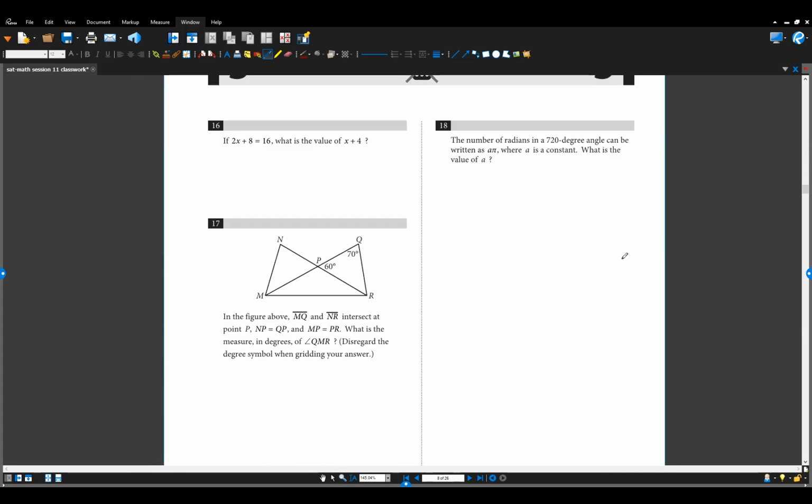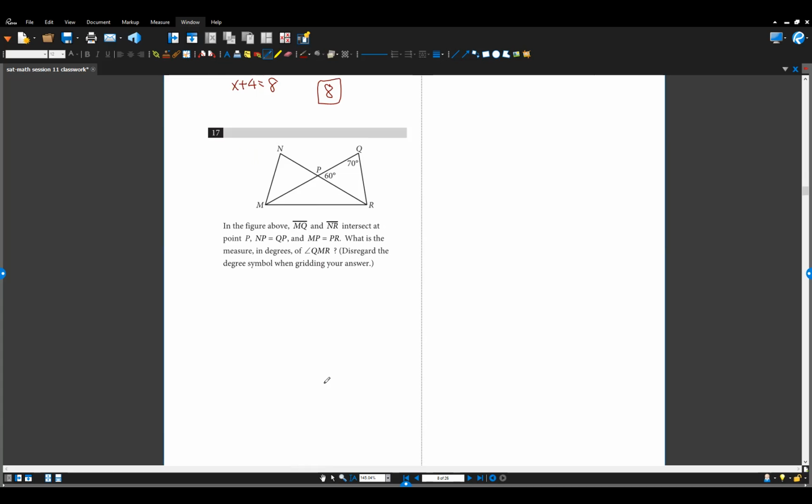All right, number 16. We're going to find x plus 4. When you divide by 2, you get what? x plus 4 equals 8. Yeah, that's the answer. But after you find the value of x, you can add 4, right? It doesn't matter. Number 17.